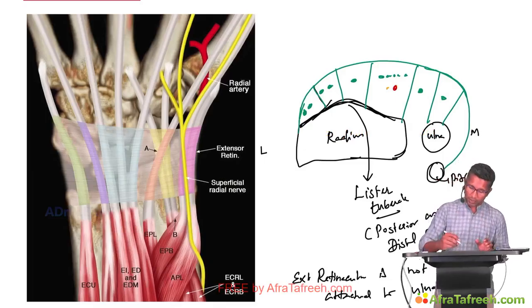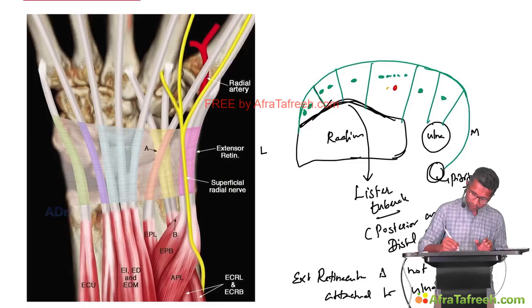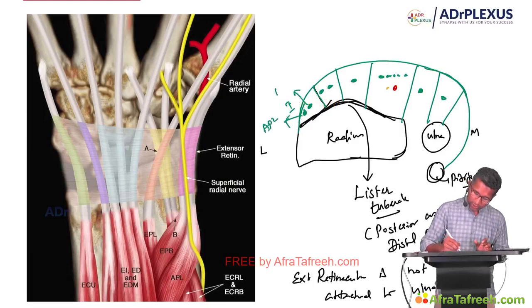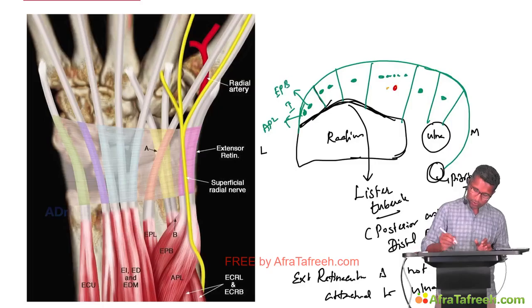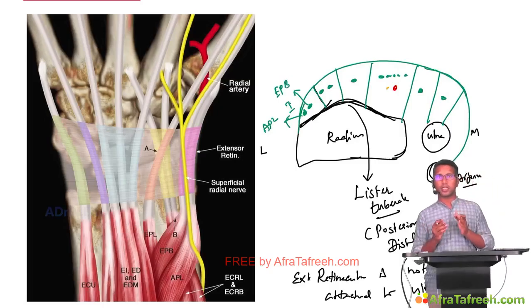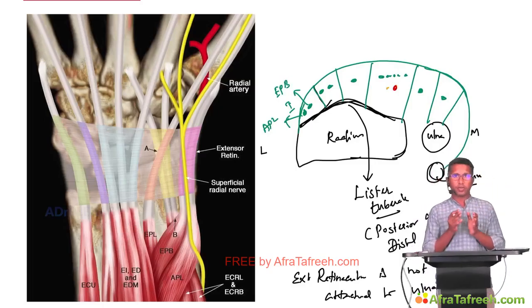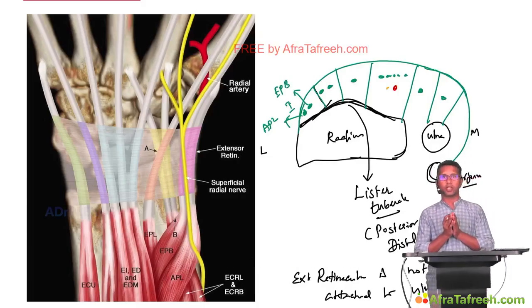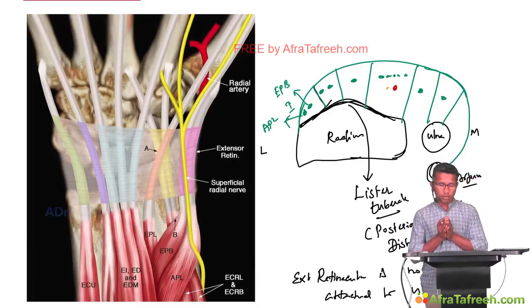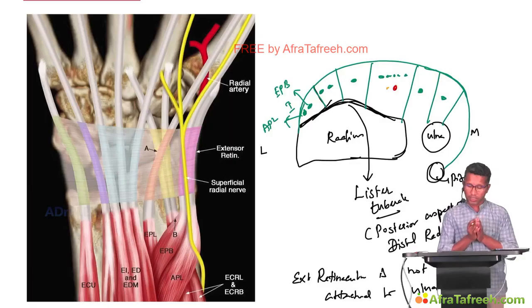And the first compartment, so this is the first compartment. In the first compartment you have got 2 tendons. One is called the abductor pollicis longus tendon, another one is called the extensor pollicis brevis tendon. So please remember, guys, these 2 tendons are always like friends, they go close together.